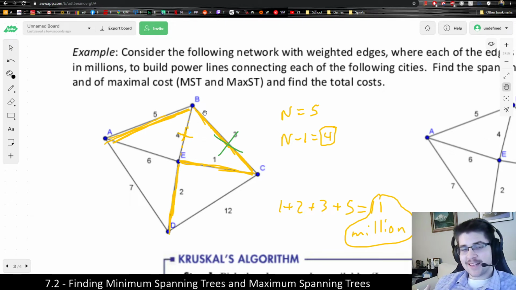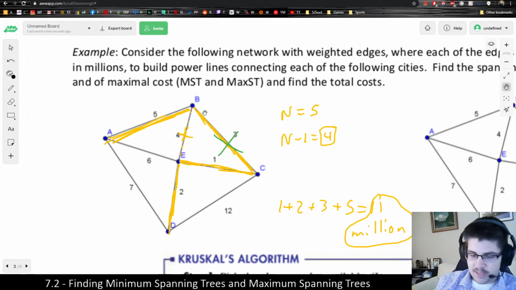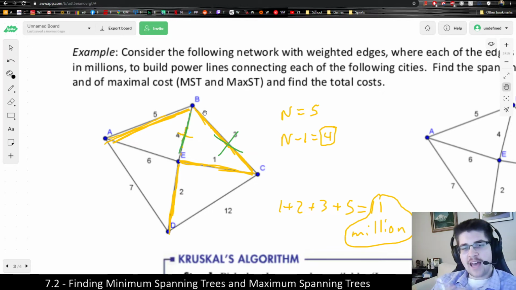Because in the real world, a lot of times we have problems where we would want to have a backup. So while a minimum spanning tree is an important concept for connecting things in an efficient way, sometimes we want to have a secondary connection or a backup. For example, we might actually build this power line 4 as well, just so that we have a backup.